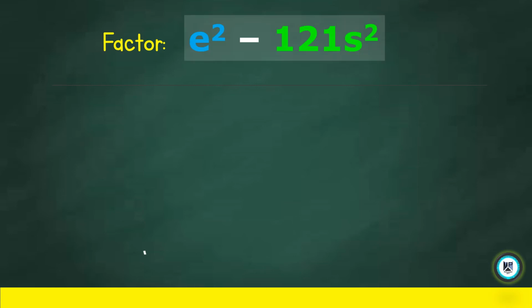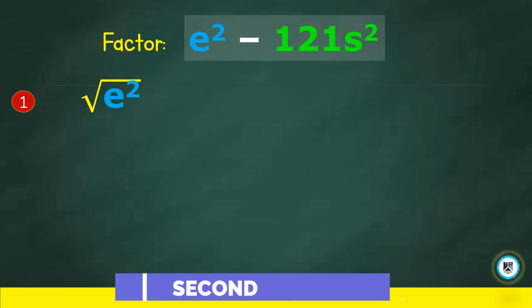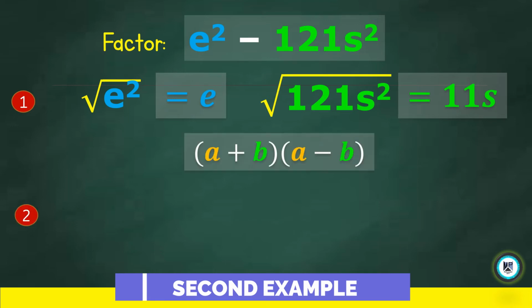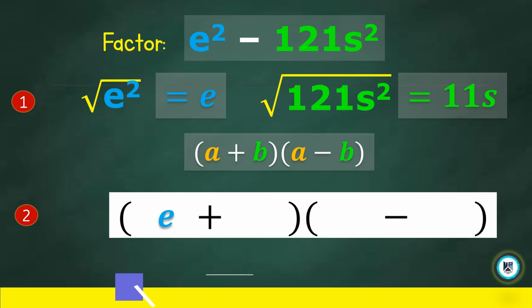For our second example, we are given e squared minus 121s squared. We follow again the steps in factoring. First, we get the square root of e squared, and that's equal to e. Then, for 121s squared, that is equal to 11s. After getting the square roots, we now express it as factors of the sum and difference of the square roots. And our final answer is the product of e plus 11s and e minus 11s.